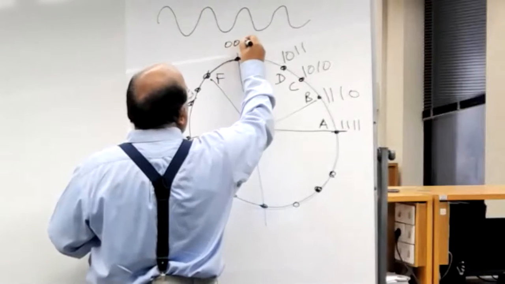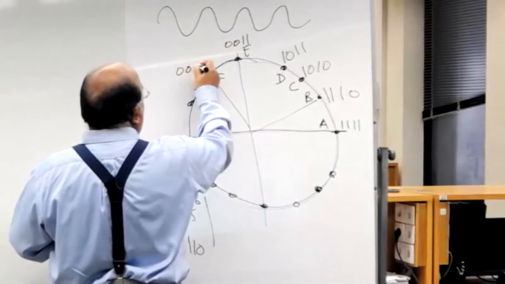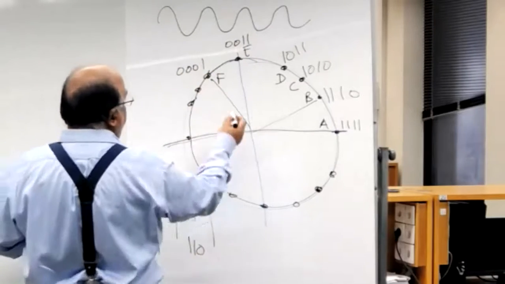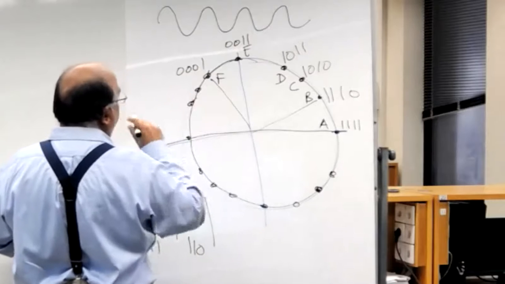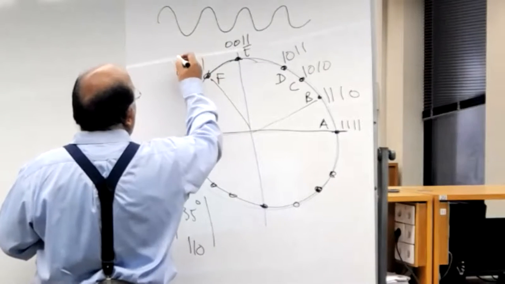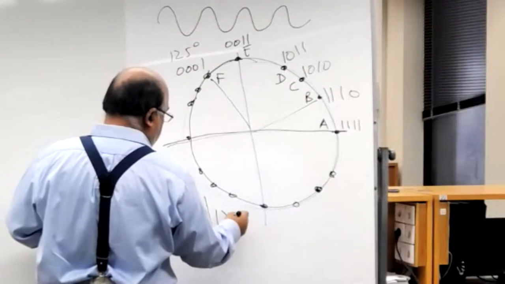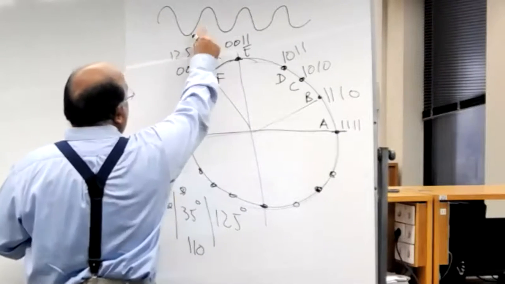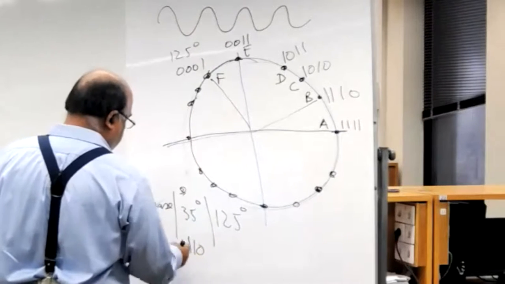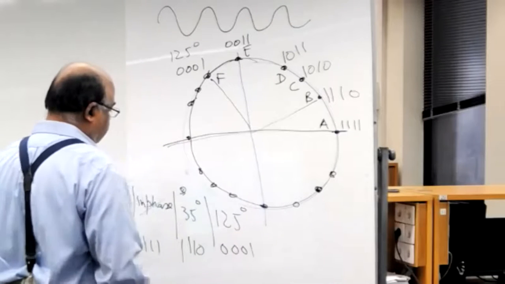ई सिग्नल कुड बी 100011, दिस कुड बी 0001, एंड दिस इज 90 plus 35, 125 degrees. If I am getting a 125 degree out of phase signal with this, the receiver would know that I am sending 00001.